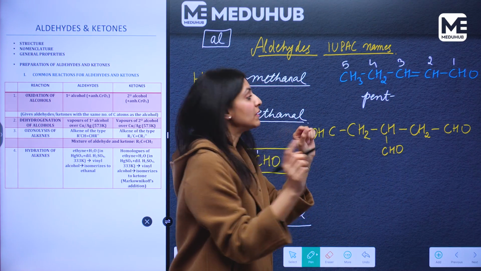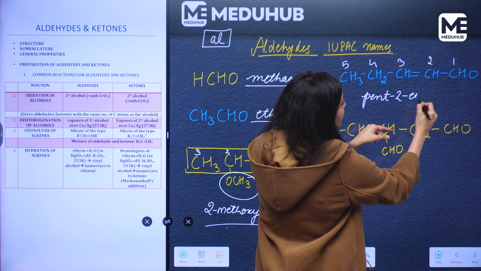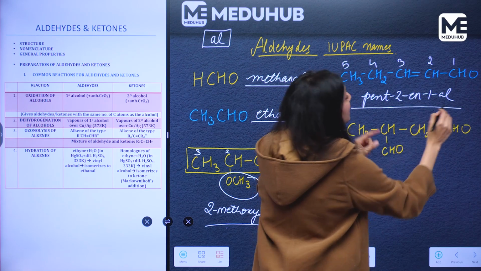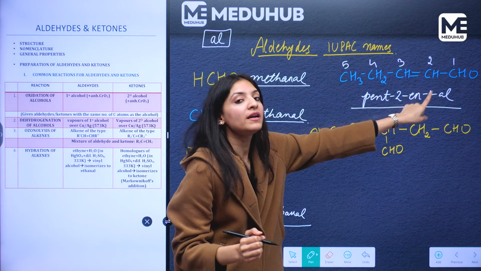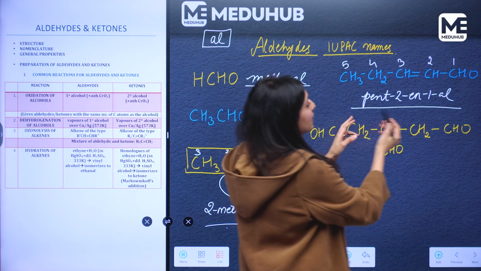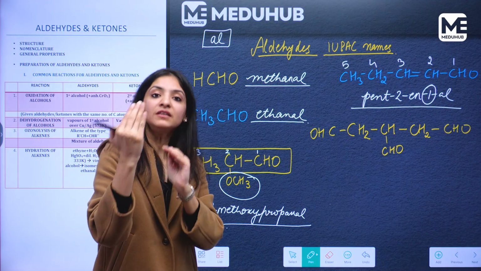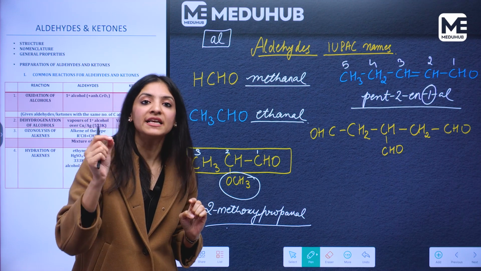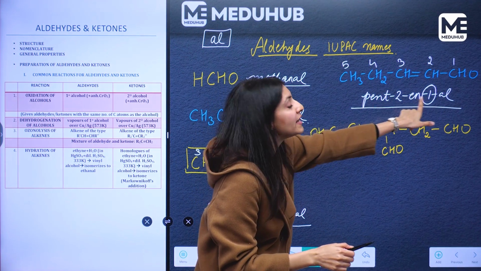Specify the position of the double bond. 2-ene-1-al. So you drop the E of the pentene and add al. So that is pent-2-ene-1-al. If the aldehyde group is at the first carbon only, obviously, we can drop this one as well because it is implied that the aldehyde will be at the terminal carbon, and we start numbering always from the carbon which contains the carbonyl group. So this one can be dropped. We can just write pent-2-ene-al.